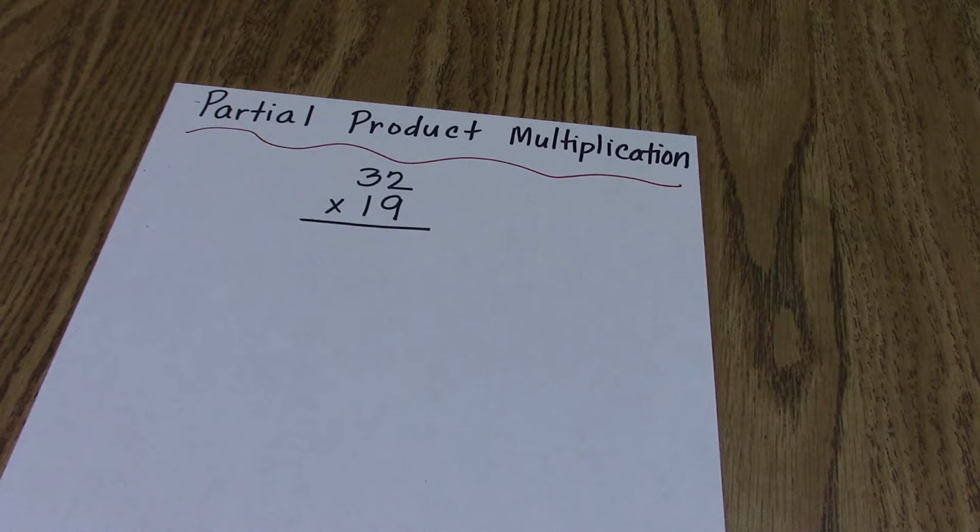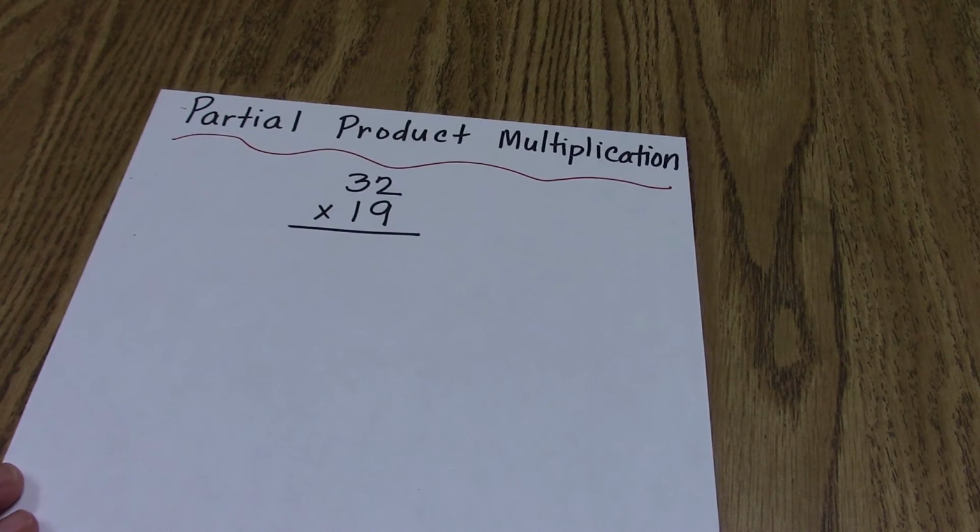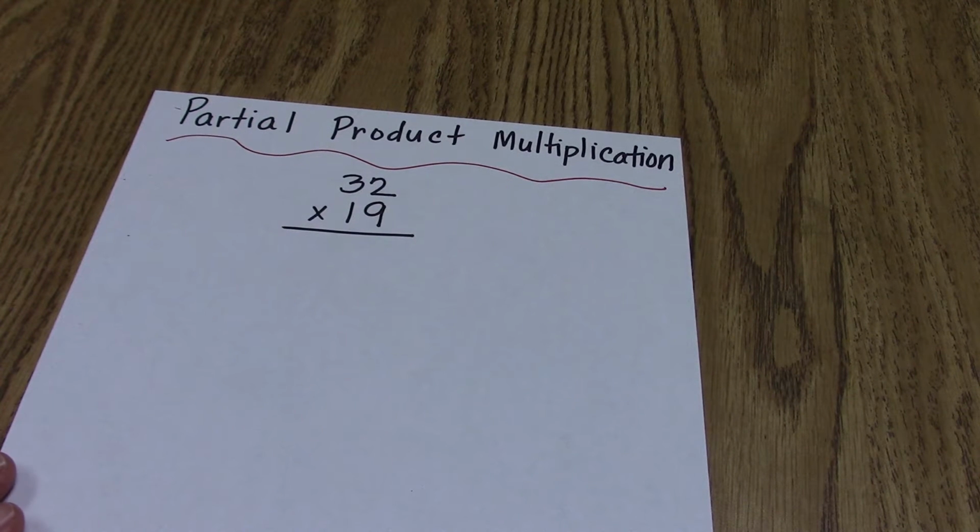So we're going to start with the problem 32 times 19. That is obviously a problem that I cannot do in my head right away, so I'm going to go ahead and use the partial product strategy to help me solve this problem.